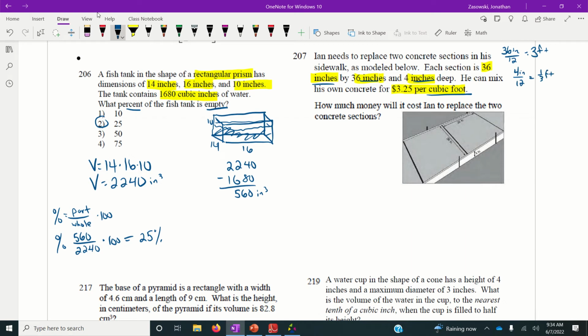All right, so when you're looking at this concrete slab here, it's 3 feet by 3 feet, and then this part, which is the thickness, is 1/3 of a foot. All right, and then how much money will it cost to replace the two concrete sections? There's 2 of these, so we can calculate the volume, right? And then we're going to do the cost. We're going to multiply that times 3.25 per cubic foot. So the volume times 3.25 is going to give us our answer.